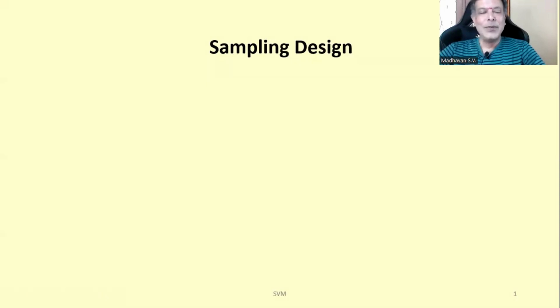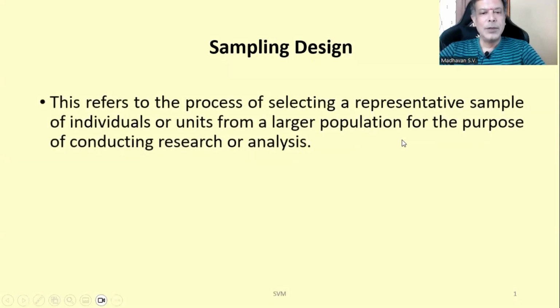Everyone. In this video, we will understand about sampling design. First of all, what is sampling? It refers to the process of selecting a representative of individuals or units from a larger population for the purpose of conducting some analysis or some research. So that is basically sampling.